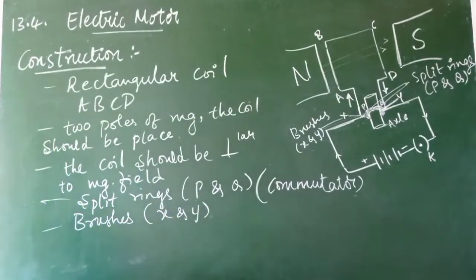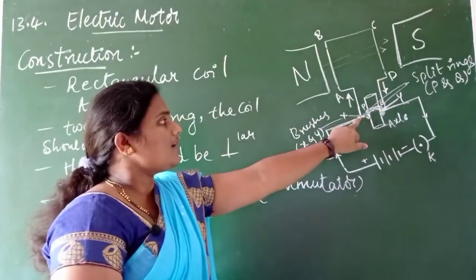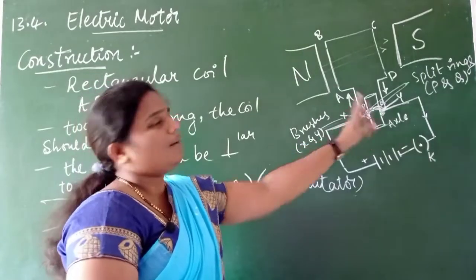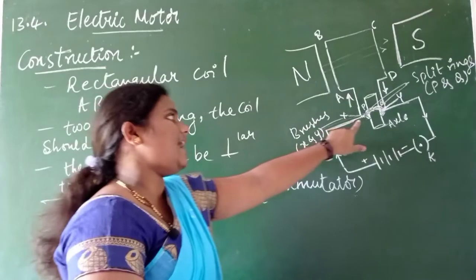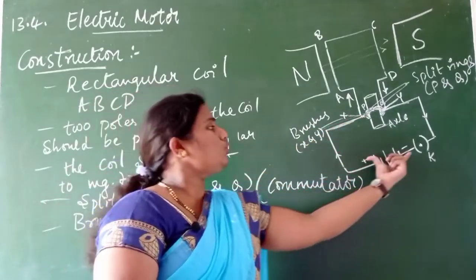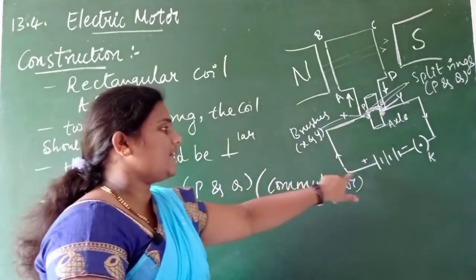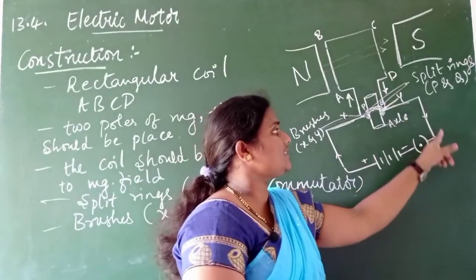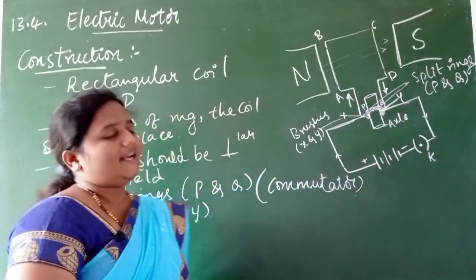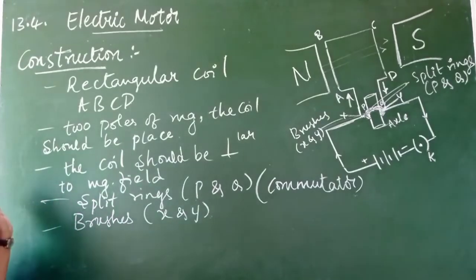Isn't it? So what we did, children? The ends of the rectangular coil are pressed just to the brushes. And from this, the ends of the coil are connected to two terminals of the battery. Means one end of the coil is now connected to the positive terminal, whereas the other end of the coil is connected to the negative terminal. This is a simple construction of an electric motor. Is it clear, children, how to set this up?